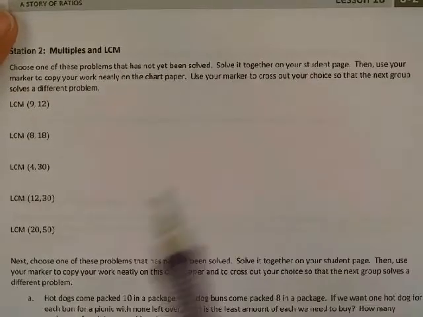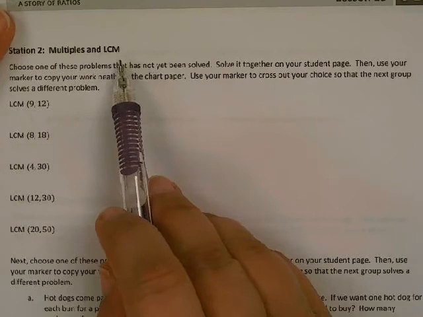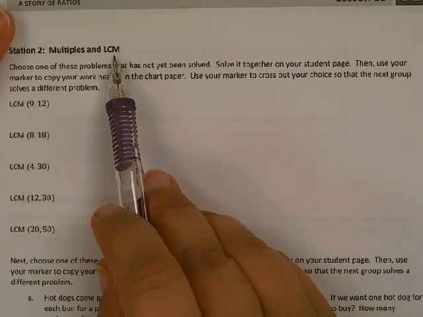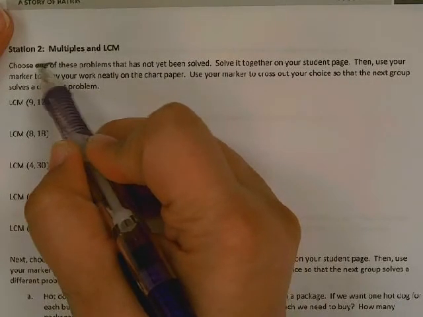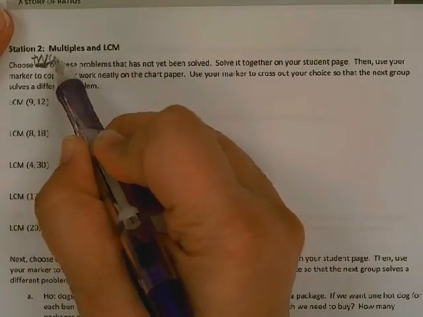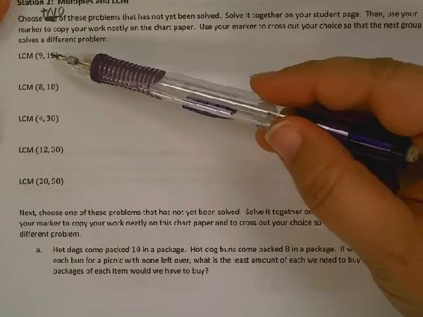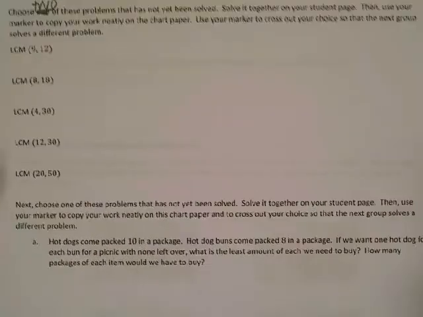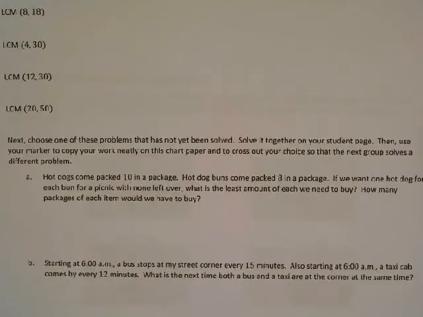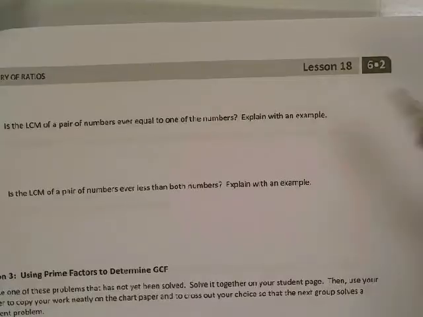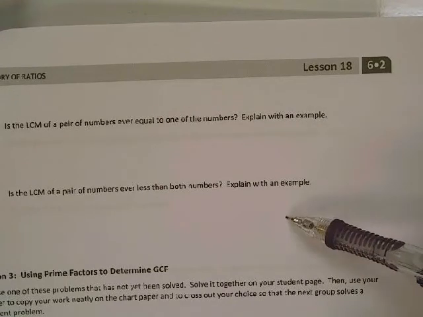Station 2 says to list the multiples and find the least common multiple of these. Again, I want you to choose 2 from this list here. Then you can come back and check your answer, and then you can choose 1 out of A, B, and C that's on this page. There's also a choice of D and E on the next page.